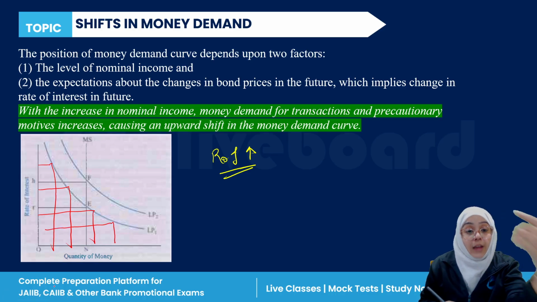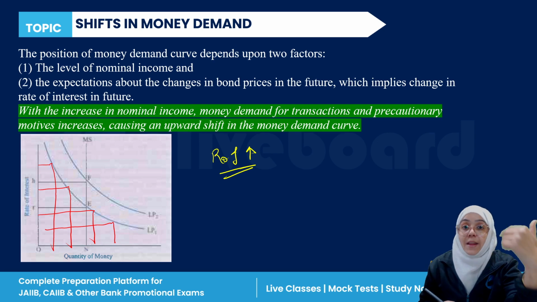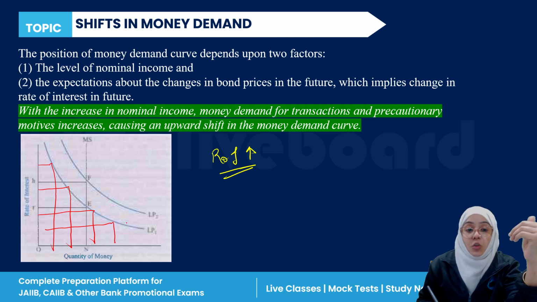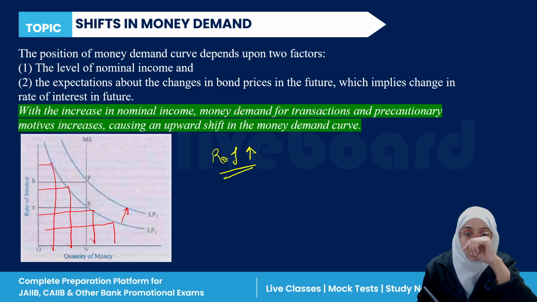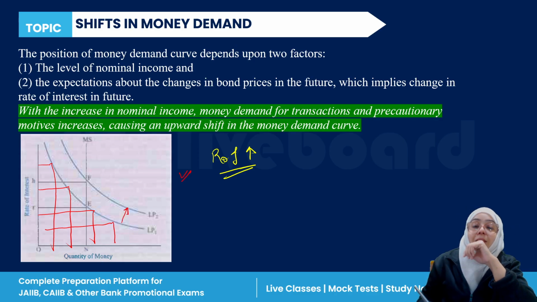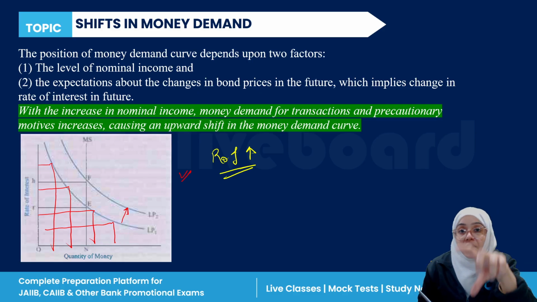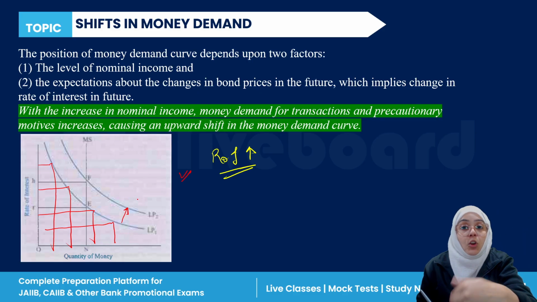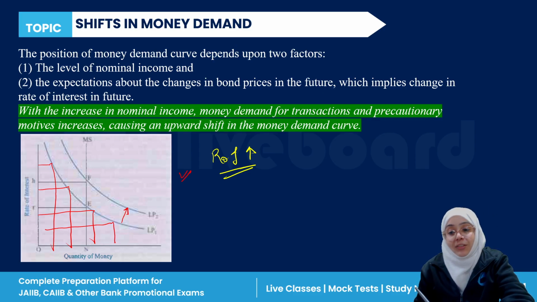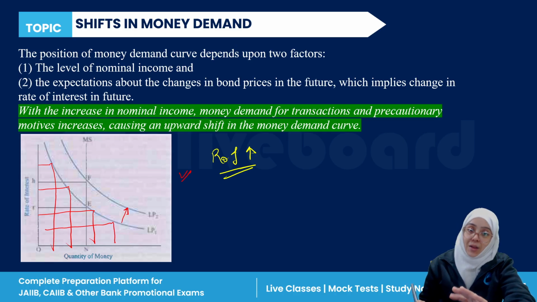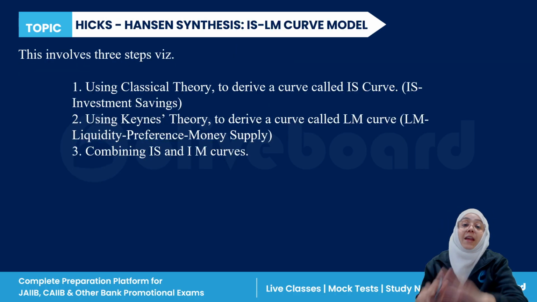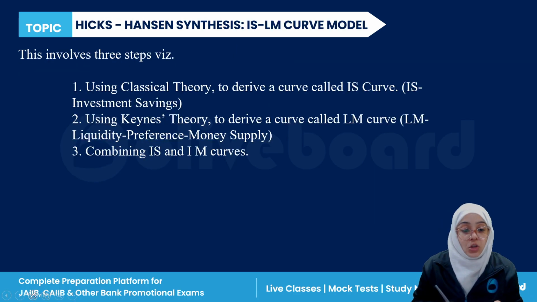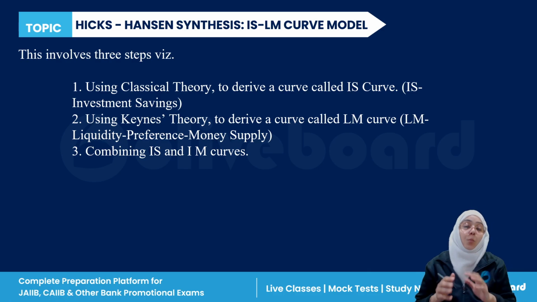Now, why are people holding less money? Because they want to invest more. So when they are investing more, the LP curve should shift to the right, right? This is shown in this figure. There is an inverse relationship between the rate of interest and the quantity of money, because people want to invest more, and that's why the LP curve shifts to the right. Clear?